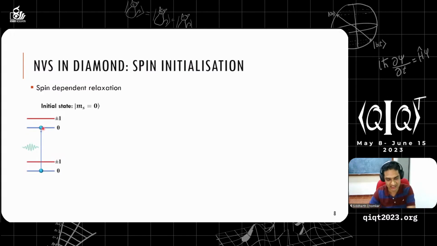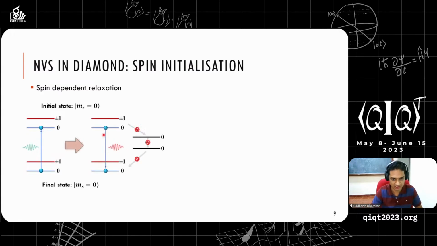It will go into the excited ms equal to 0 state, and then eventually it's going to get de-excited. Now there are 2 ways in which it can get de-excited. It can either go through this singlet, which is a non-radiative transition, or it can just come back and emit a photon. Now with the ms equal to 0 state, it is more probable that it will just come back and emit a photon. Okay, that's what generally happens if you start in ms equal to 0.